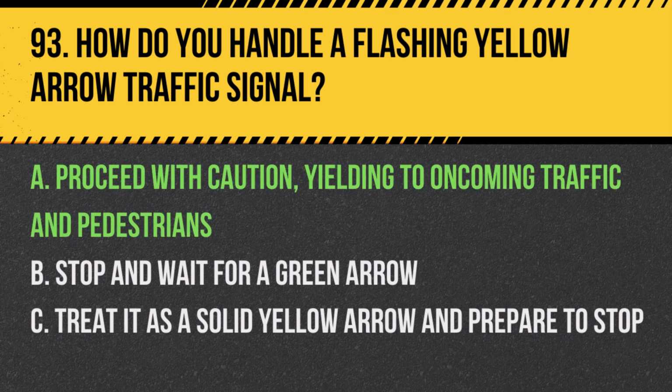Answer A. Proceed with caution, yielding to oncoming traffic and pedestrians. The flashing yellow arrow allows turning but requires yielding.